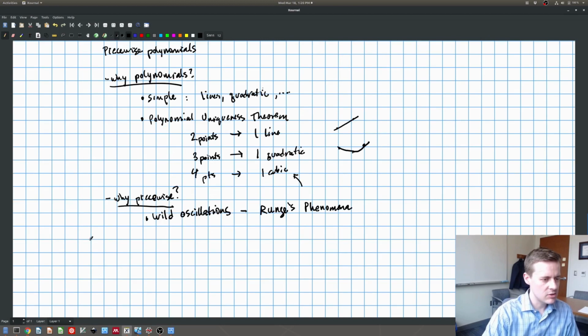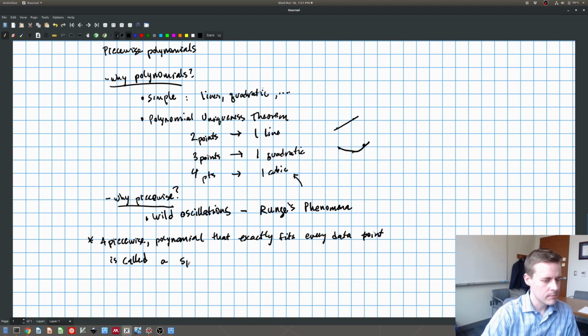And it turns out that that has a name. A piecewise polynomial that exactly fits every data point has a name. It is called a spline. S-P-L-I-N-E, spline.